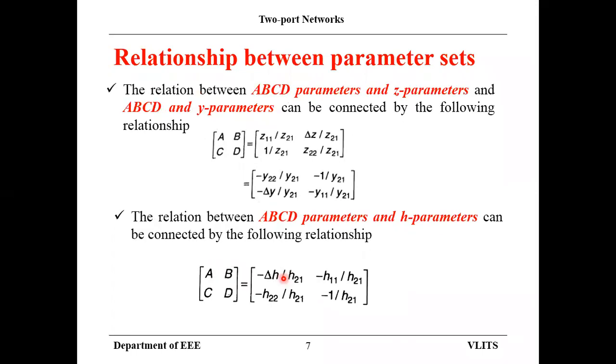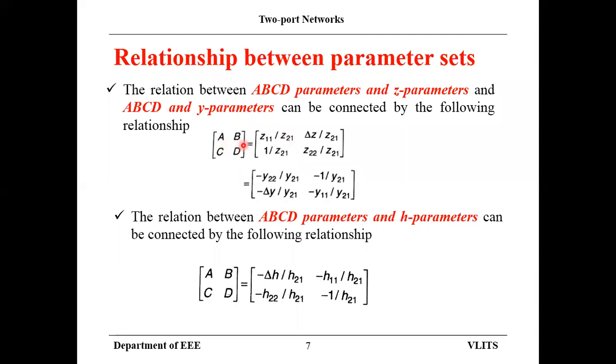In a similar way, this equation represents the relation between the ABCD and Z parameters, and the second equation represents the relation between ABCD and Y parameters. Here we are going to represent ABCD parameters in terms of the Z parameters as well as in terms of the Y parameters. These are the different equations to represent the ABCD parameters.